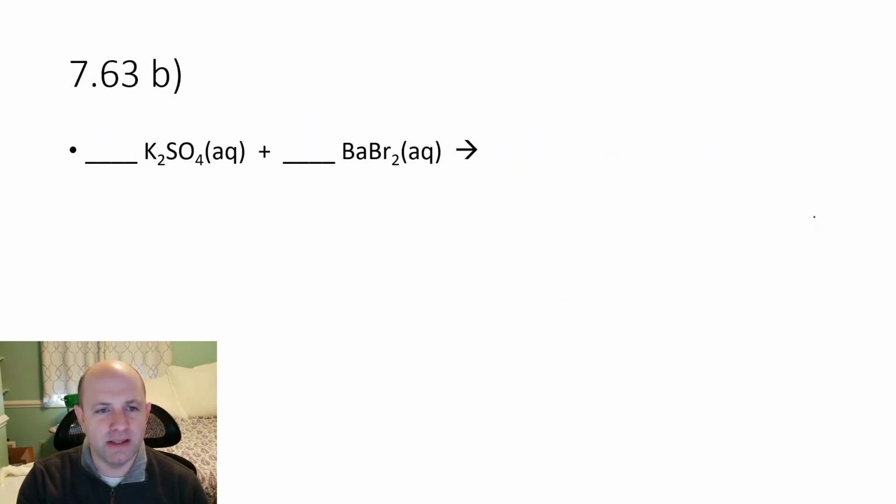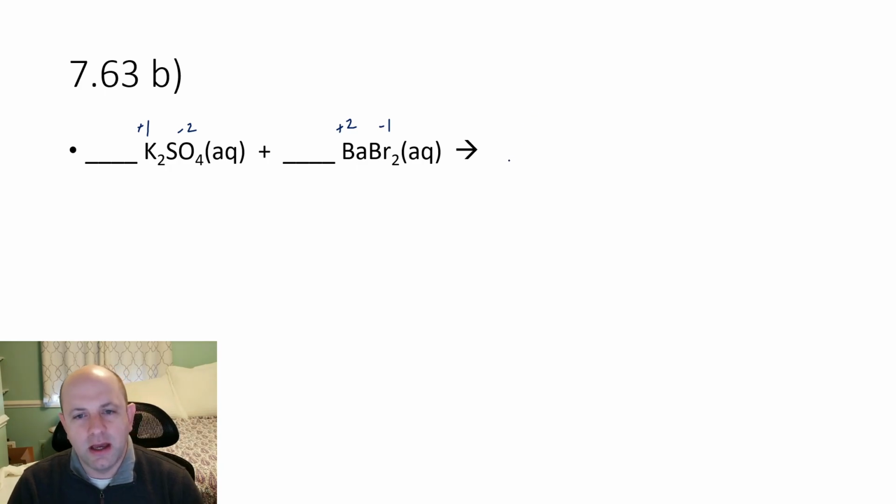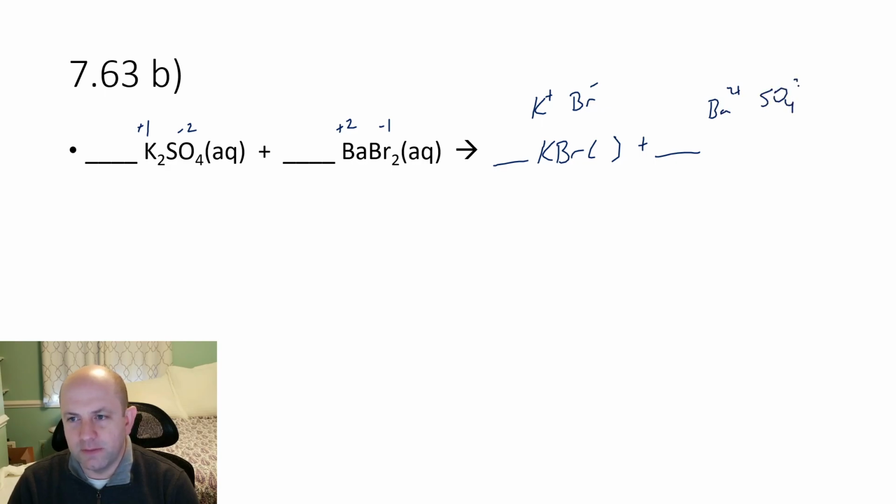All right, let's move on to B. We'll do the same process. We'll figure out the ion charges first. I've got a +1 for potassium and a -2 for sulfate, and yep, that checks out with the formulas. I've got +2 for barium and -1 for bromide, and yep, that checks out. When we switch partners here, we'll have potassium +1 with bromide -1. One each is KBr, and we'll just leave it blank. We will then have barium +2 and sulfate -2. So again, 2 and 2 cancels out to 1 and 1.